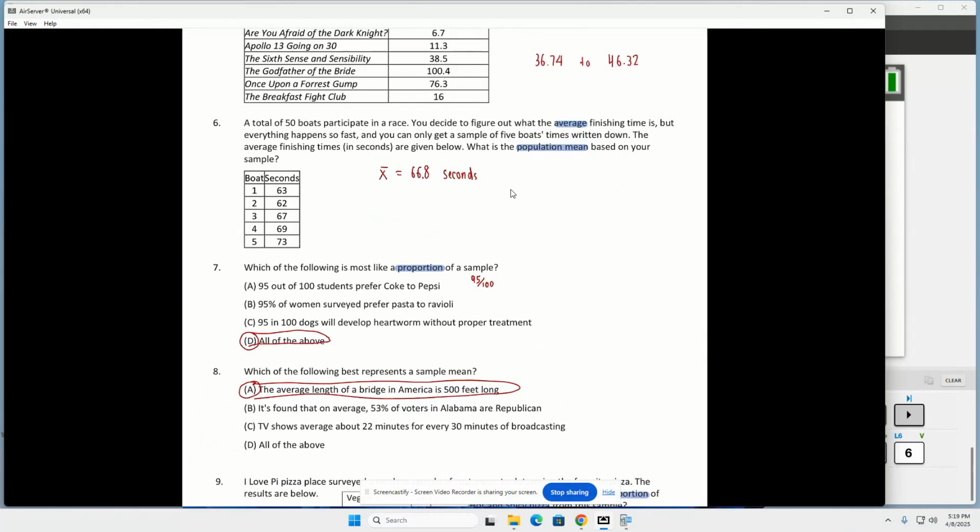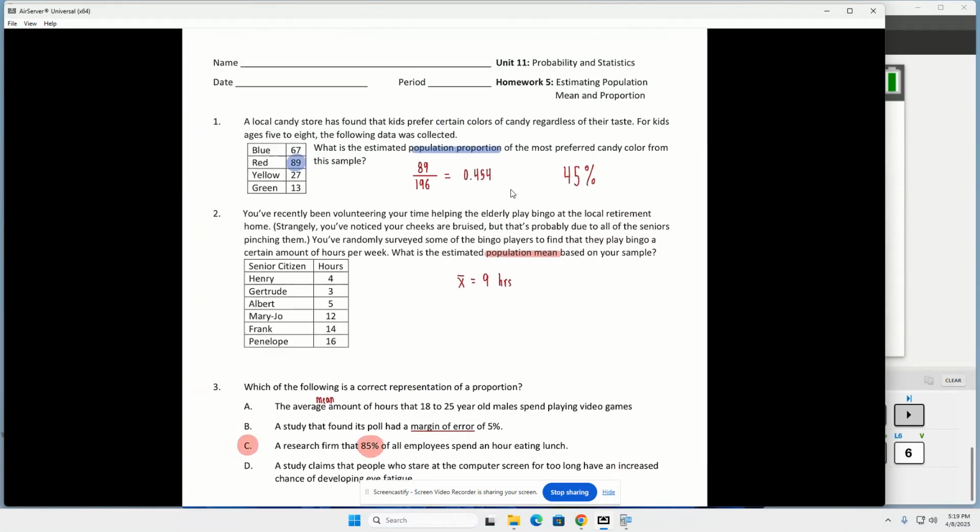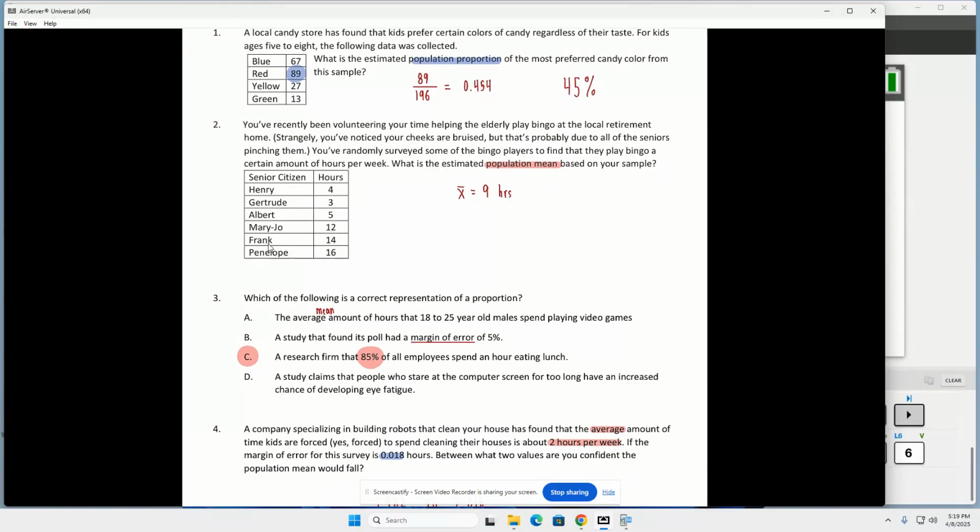Pretty easy assignment. Check that. Make sure you have it all done. And if you have any questions about it, hold on till tomorrow. Okay?